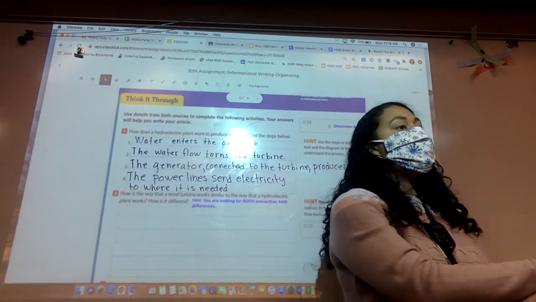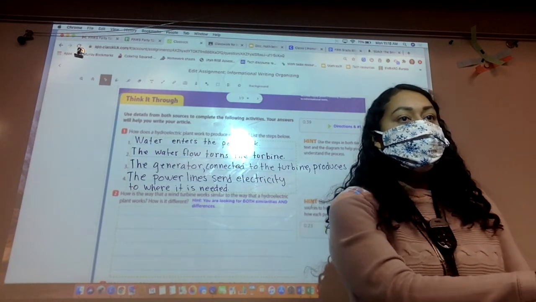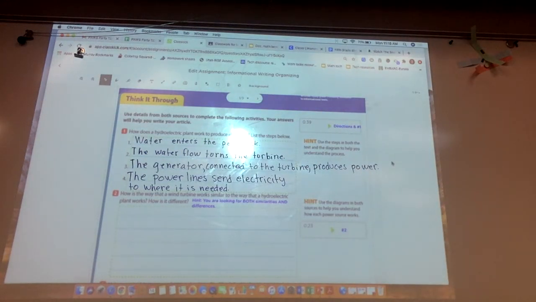Look on page 42 and 44. Didn't we already do those? Let's compare how they are built. How are they the same for how they are built? So look on page 42 and look on page 44.